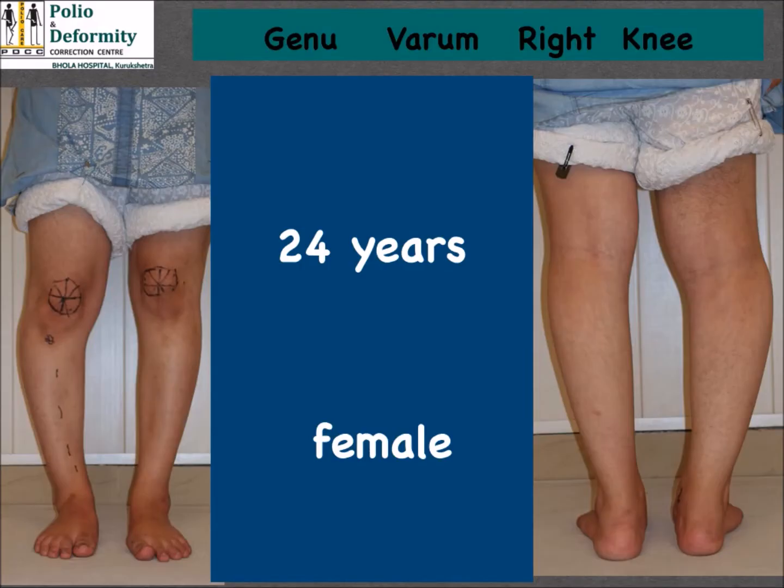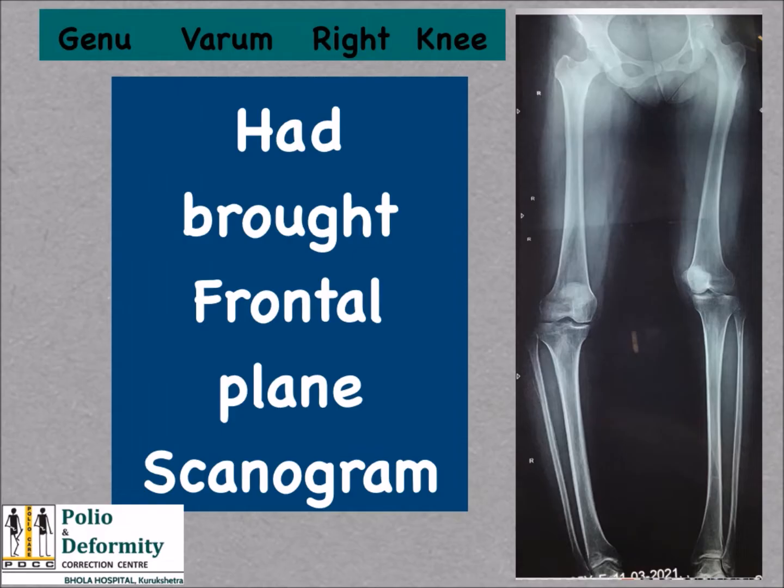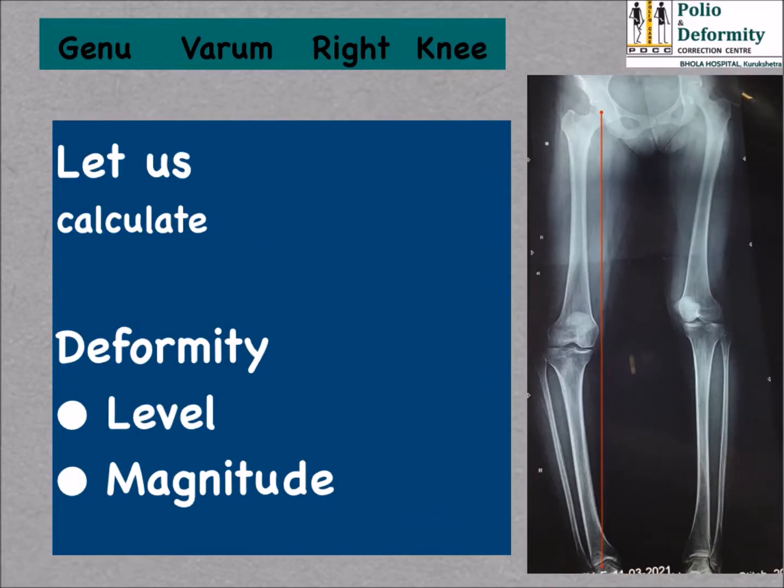Dear friends, as the subject is slightly complex, let us start with a 24-year-old female who has genu varum right. She had brought her own frontal plane scanogram from an institution in a metropolitan city. Let us calculate the deformity, its level and magnitude.